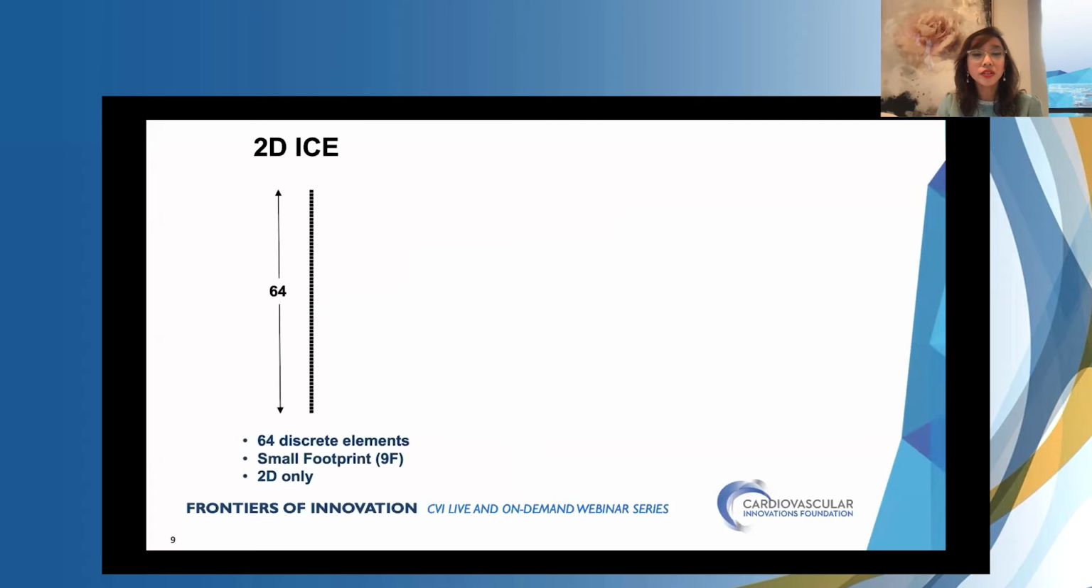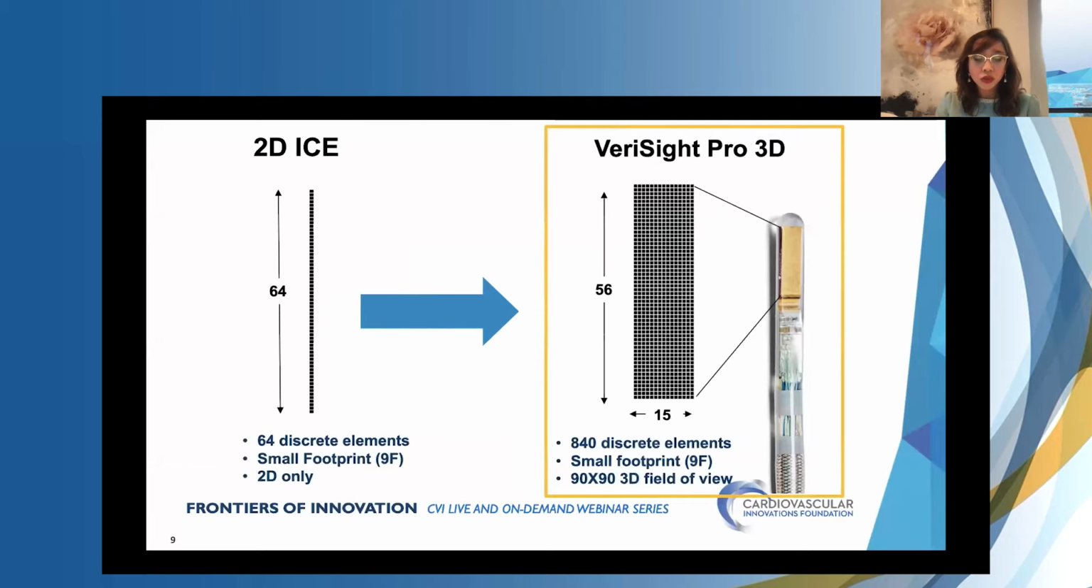Now, if you compare it to your 3D ICE, you have a 15 by 56 array, which means that it has a total of 840 elements. The more elements you have, the higher the resolution. Not only does it perform 3D imaging, like I mentioned earlier, it has a 90 by 90 field of view, and it does have a small footprint as well, using a 9 French outer diameter. So it has a small footprint.